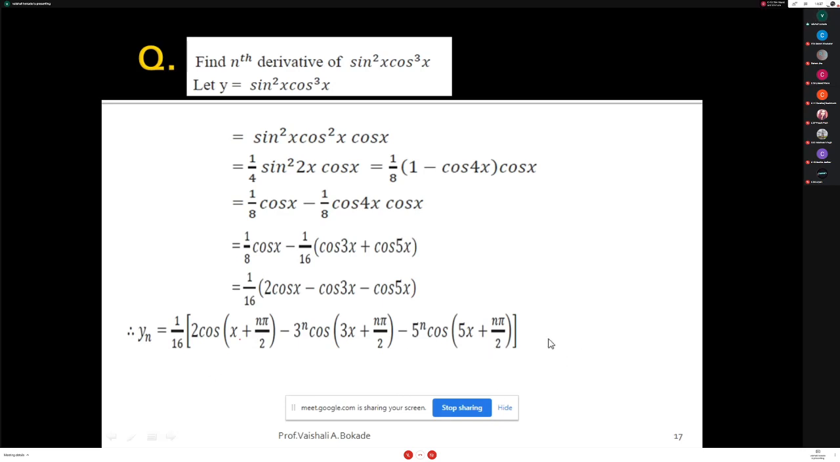Now tell me, any doubt here? Any doubt, students? If you do not go through the formulae, it will be quite difficult to get the nth derivative of the function. So learn the formulae by heart.